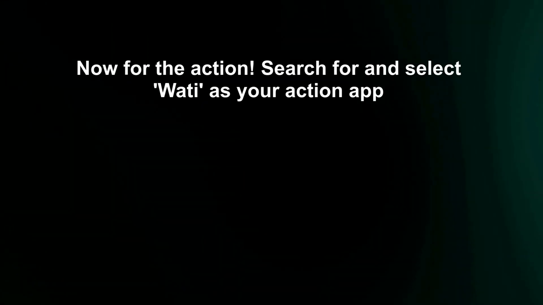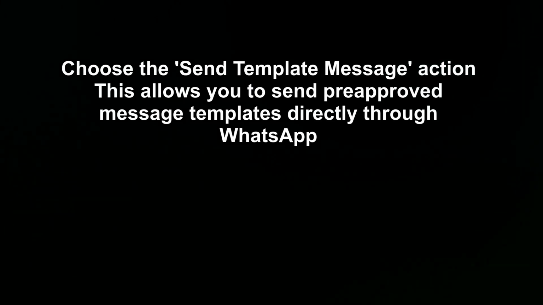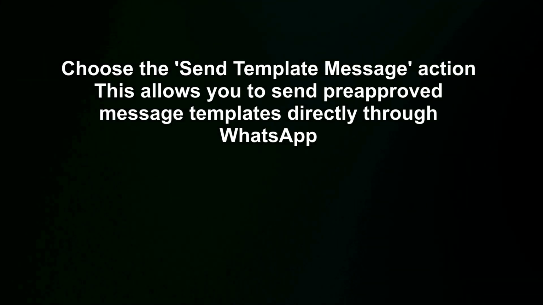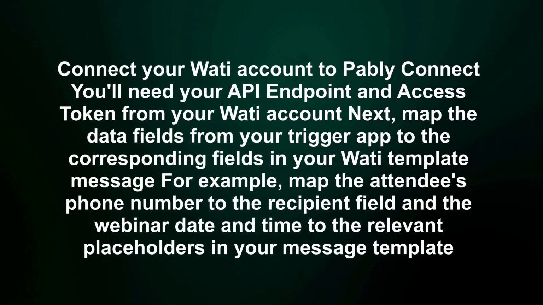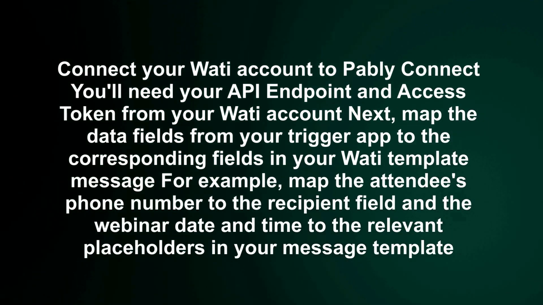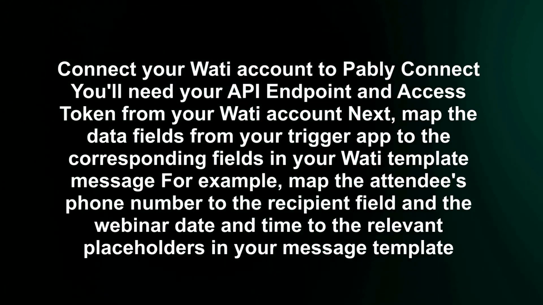Now for the action. Search for and select Wati as your action app. Choose the Send Template Message action. This allows you to send pre-approved message templates directly through WhatsApp. Connect your Wati account to Pably Connect. You'll need your API endpoint and access token from your Wati account.